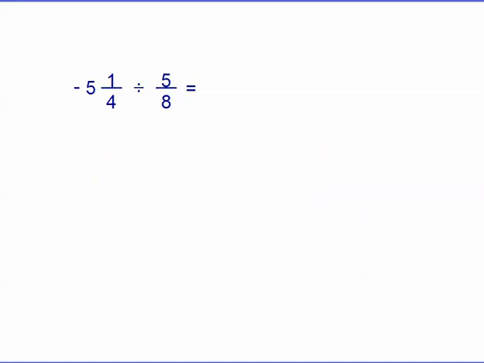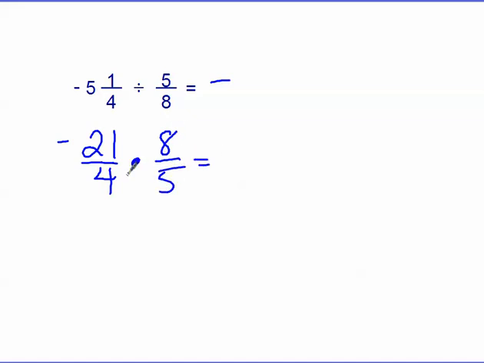Now, what if I threw a negative on there? Does that make any difference? No, it doesn't. It just tells me that my final answer is going to be a negative, because here we've got one negative makes it negative. If both of them were negative, then my answer would be positive. So we take this one, we change it into an improper fraction. 4 times 5 is 20, plus 1 is 21 over 4, and it's negative. This one's already a fraction, so I don't need to do anything to it, but I do have to flip it to turn it into the multiply part. So this 5/8 becomes 8 over 5.